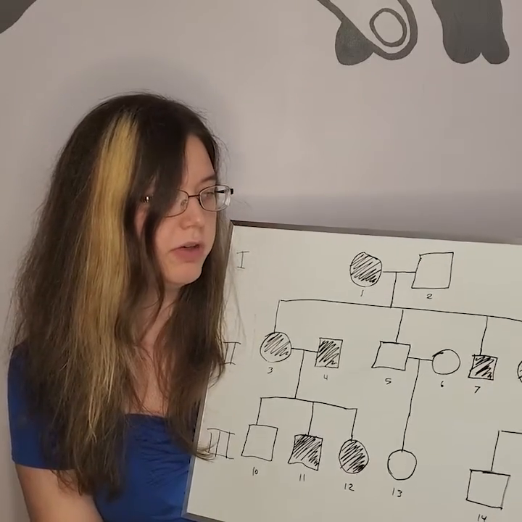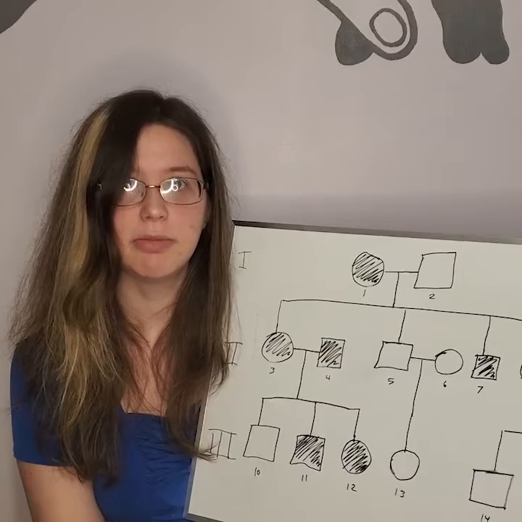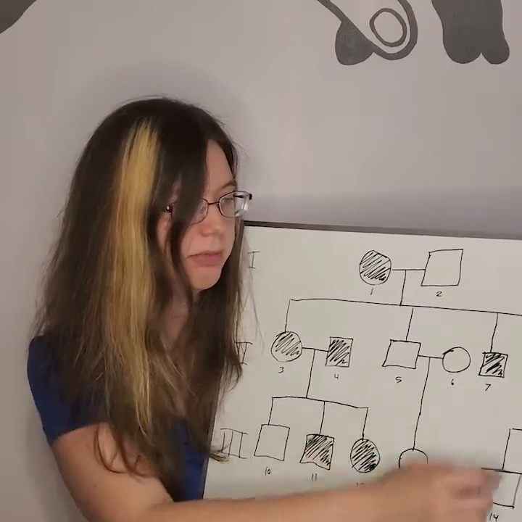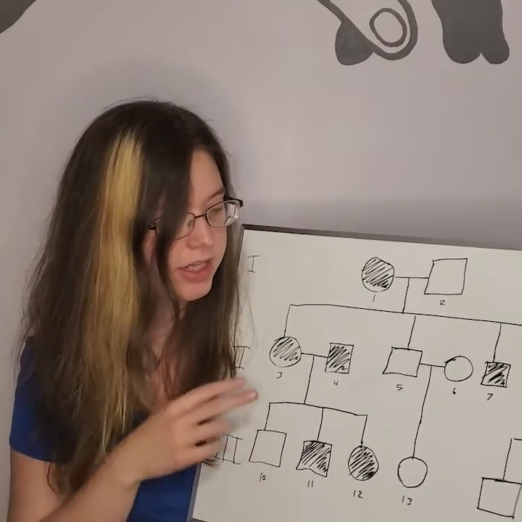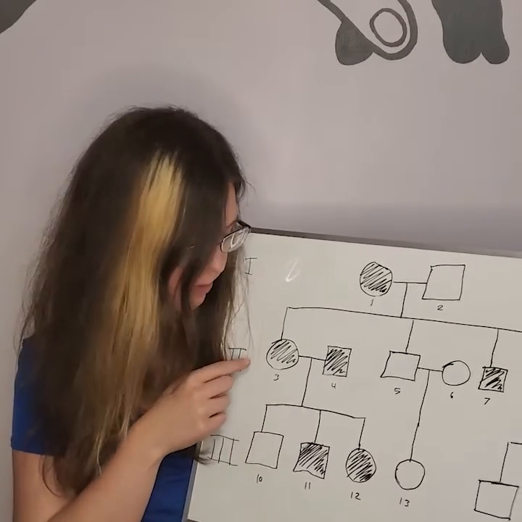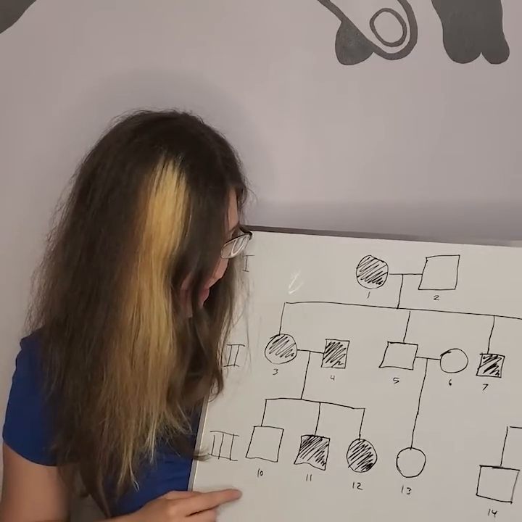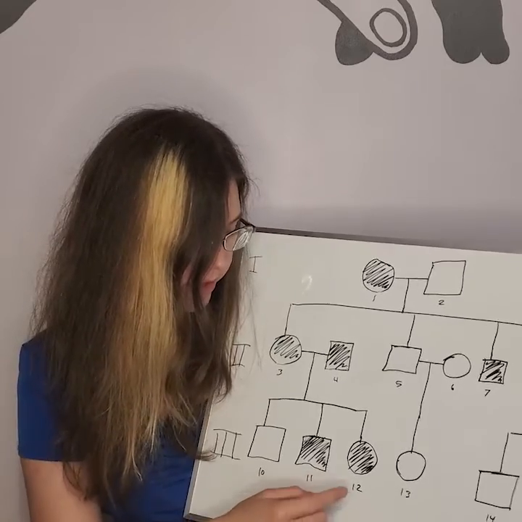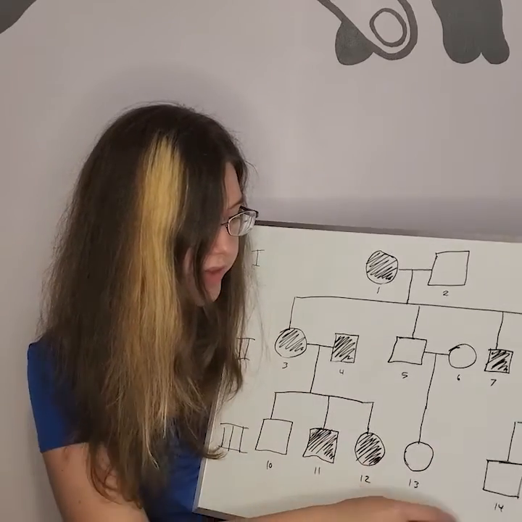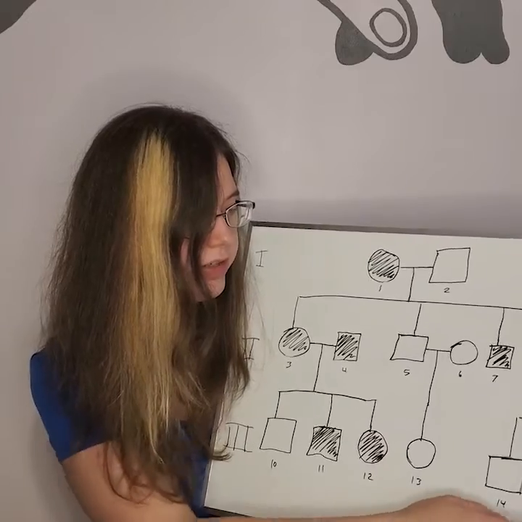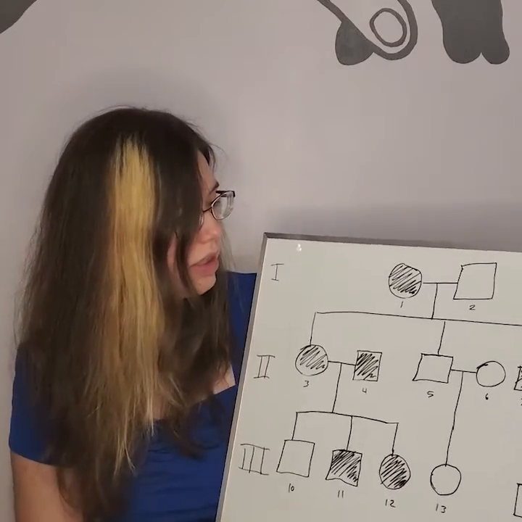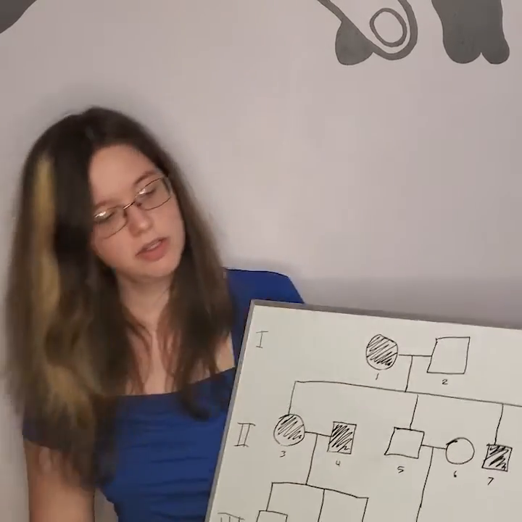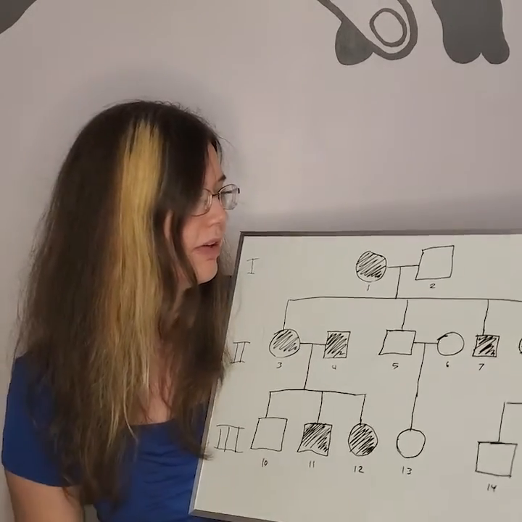3 of those children ended up having children of their own. 1 of them did not, number 7. The children that are from 3 and 4 each had, they had 2 boys and a girl. 5 and 6 had a girl, and then 8 and 9 had 2 boys. So, of those, let's look at the ones that have widow's peaks.